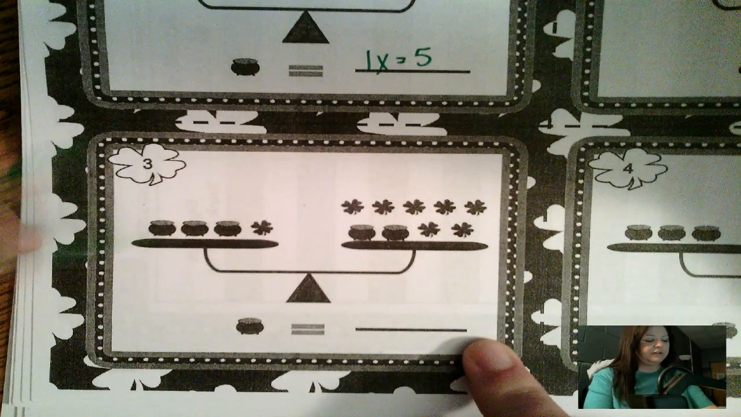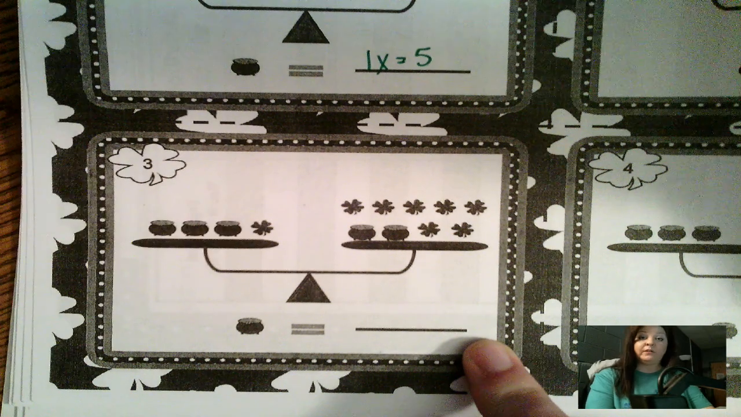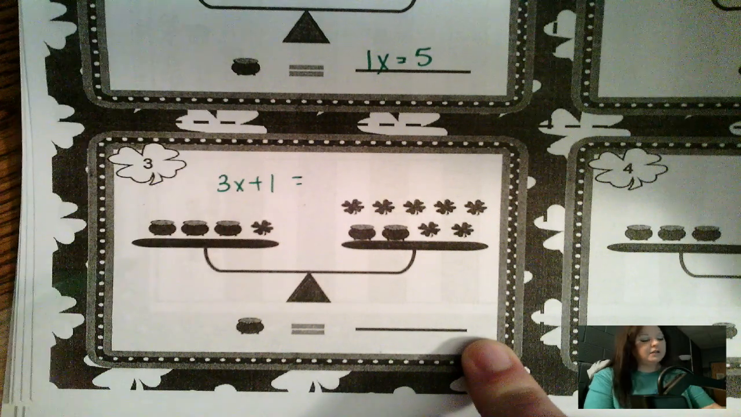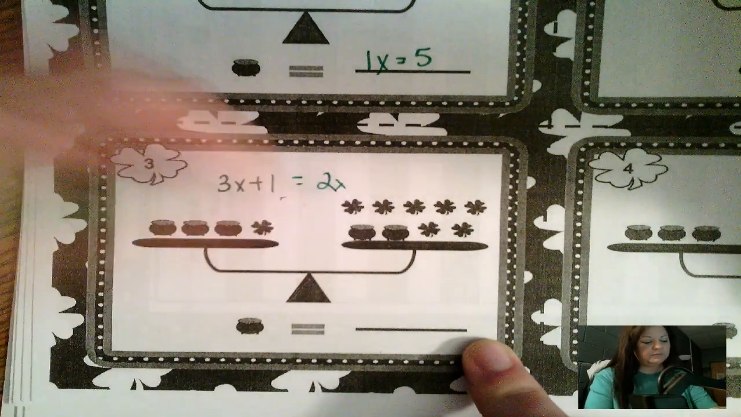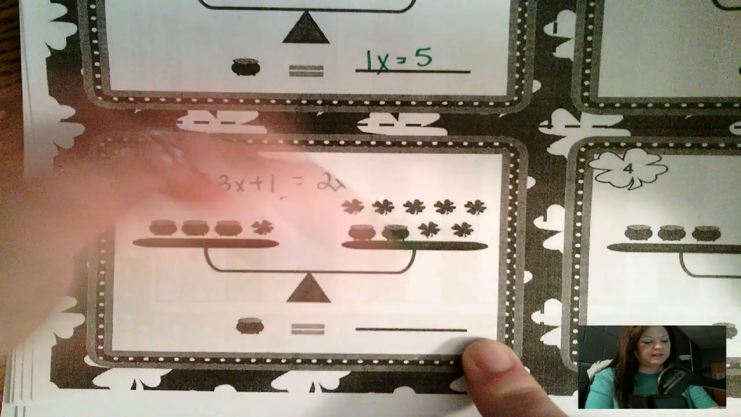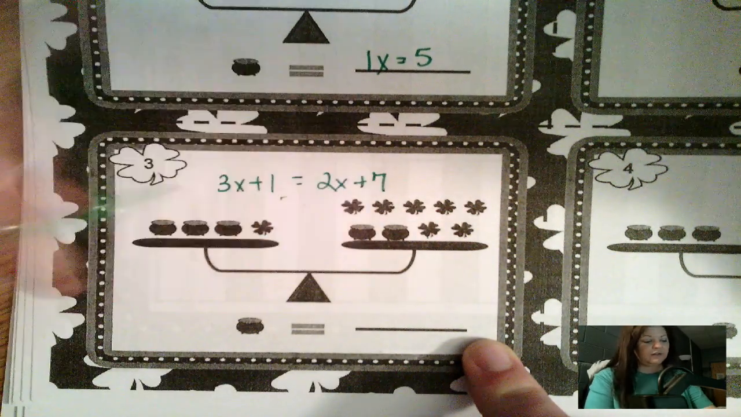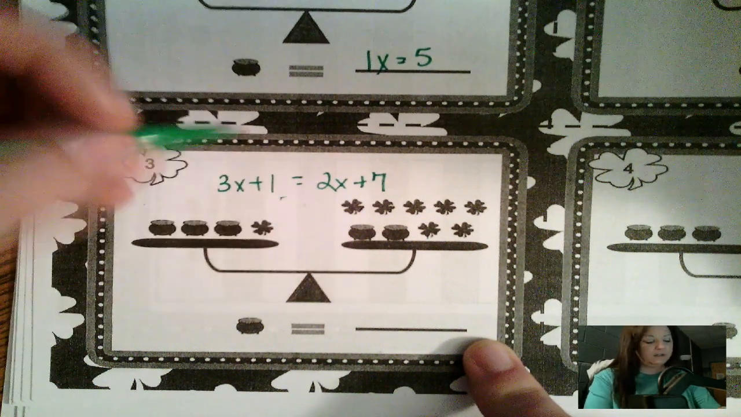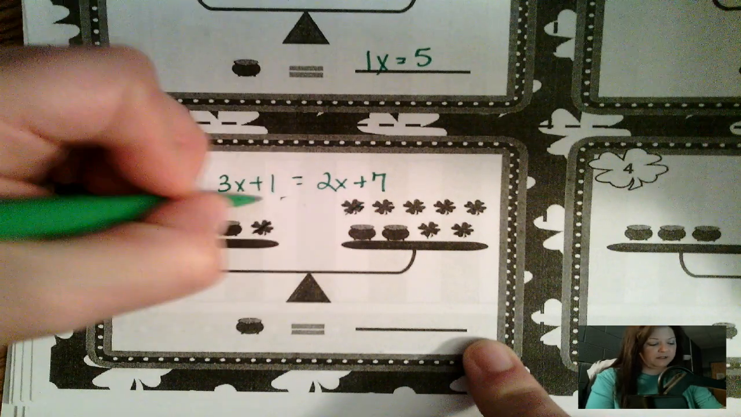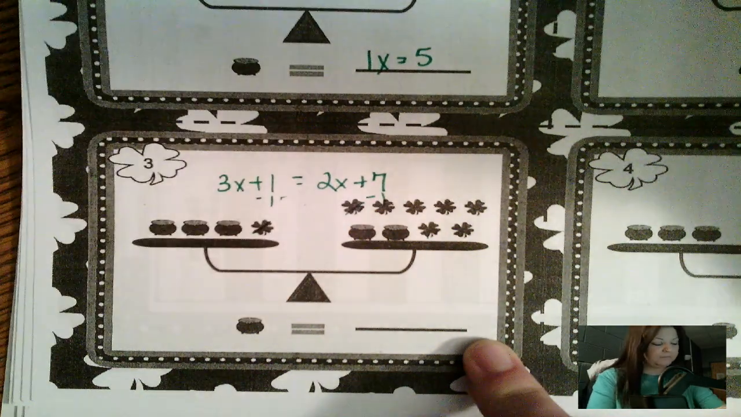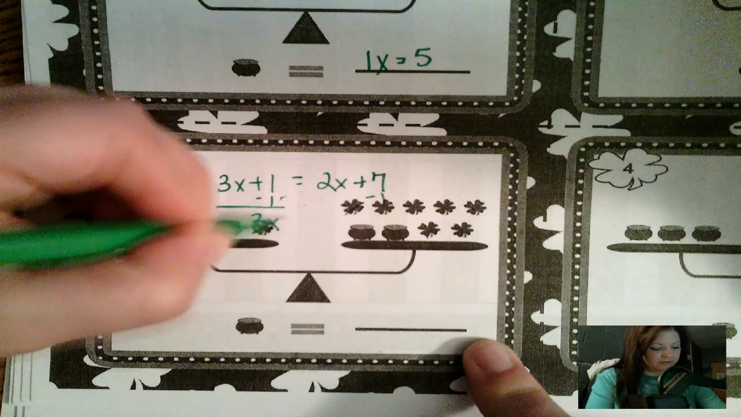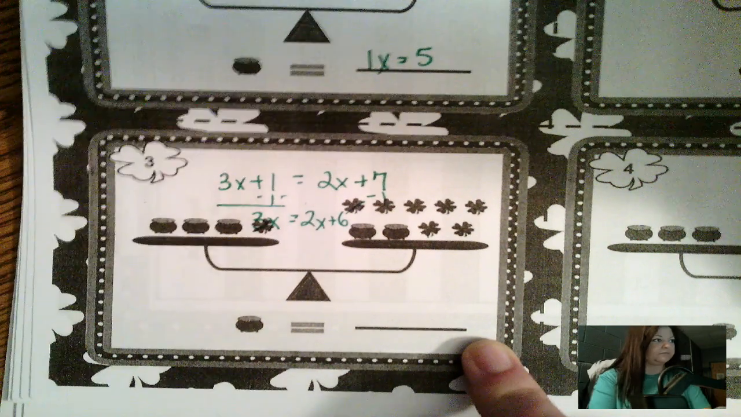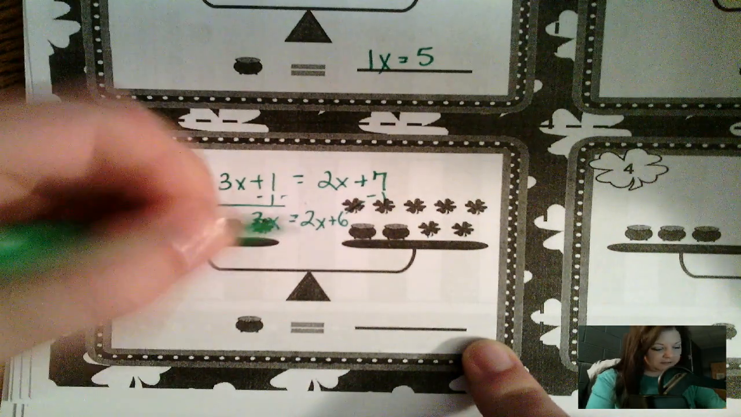Number 3 is 3 pots of gold plus 1 clover. So that would be 3x plus 1 is equal to 2 pots of gold and 1, 2, 3, 4, 5, 6, 7 clovers. So that is 3x plus 1 is equal to 2x plus 7. So the way I would do this one is I would cancel out 1 clover on each side. So that's just like subtracting 1 on each side, right? If I do that, that leaves me with 3x is equal to 2x plus 6.